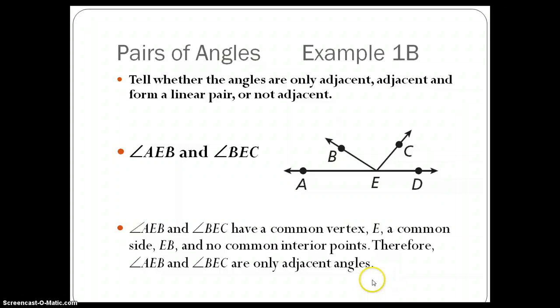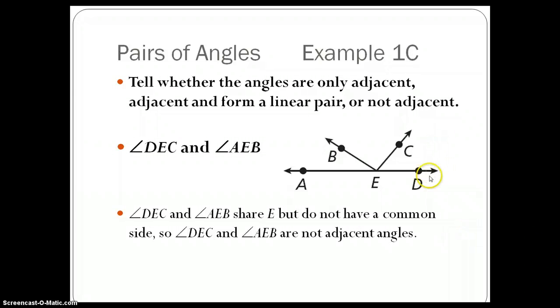Now let's look at AEB and BEC. So here's AEB, and we want BEC. We can see that they still share the same vertex, which is E. They have a wall that they share, so they are neighbors. But it's like they're around the corner neighbors, because EC is not an opposite ray to AE. So they are just adjacent, but not a linear pair.